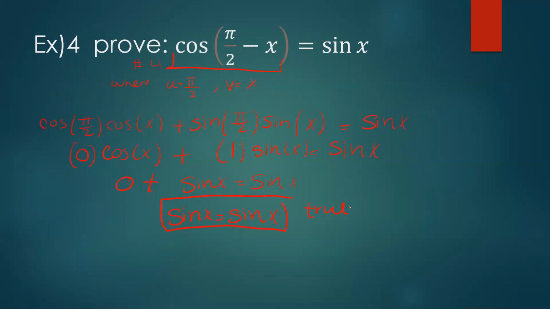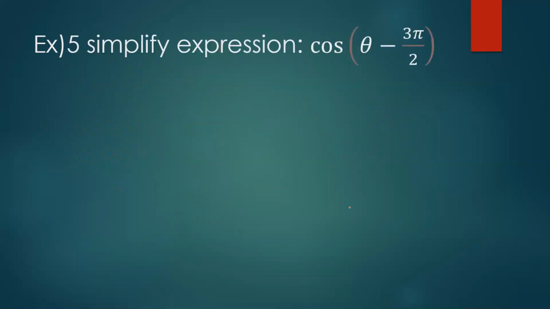Okay, so let's do another example. It says simplify the expression cosine of theta minus 3 pi over 2. So using your formulas, what formula has a cosine and then a number minus another number? That would be formula number 4, right? And then what are you going to use as your u and your v? Your u is going to be theta, and your v is going to be 3 pi over 2. So go ahead and simplify the right side of formula number 4.